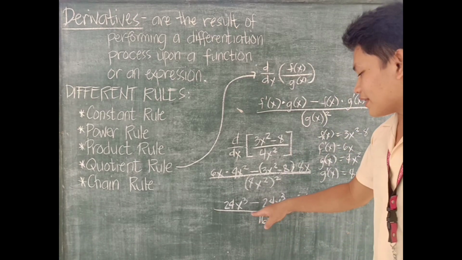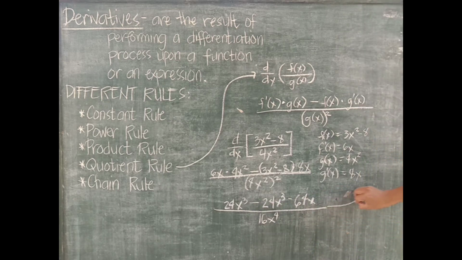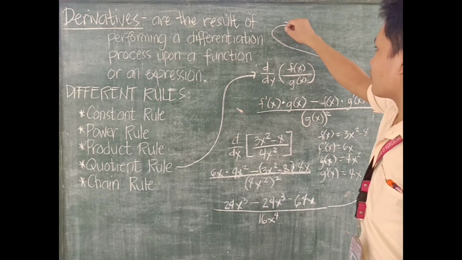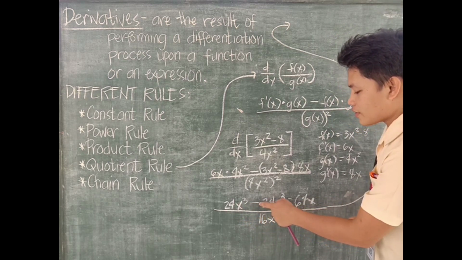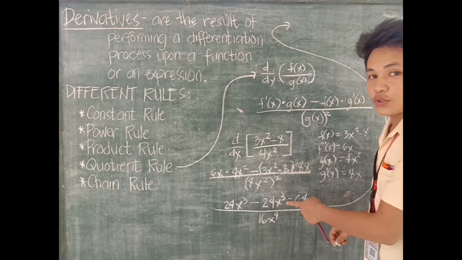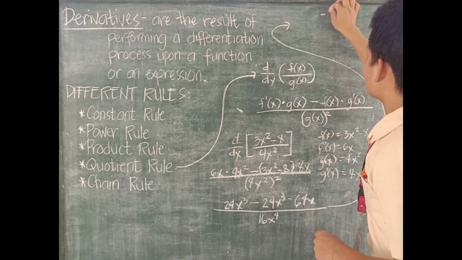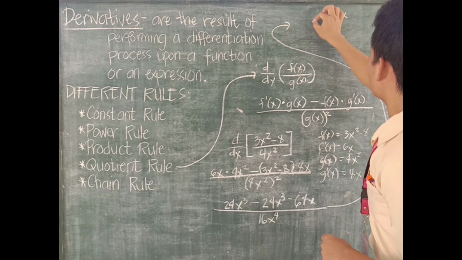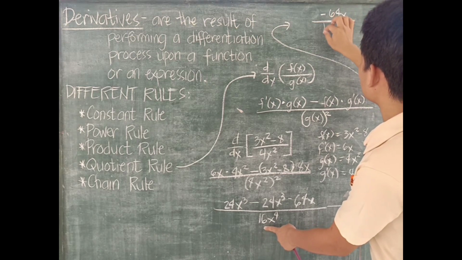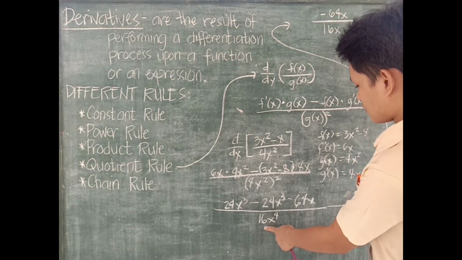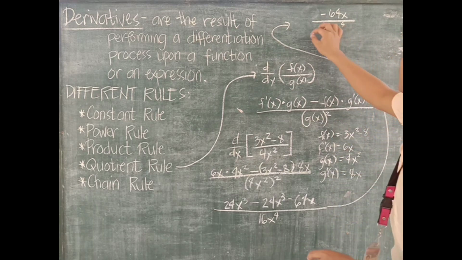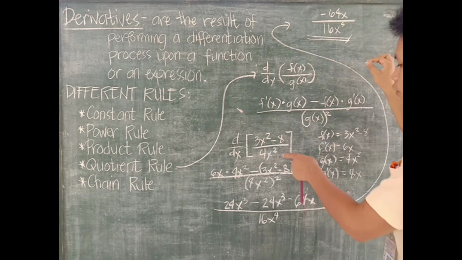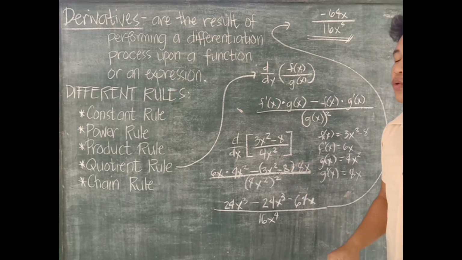So next, combine like terms. So let's put it here, the continuation. Okay, we have here 24x cubed minus 24x cubed is equal to 0. Okay, 64x over 16x to the 4. Okay, this is the derivative of these two functions here using the quotient rule.